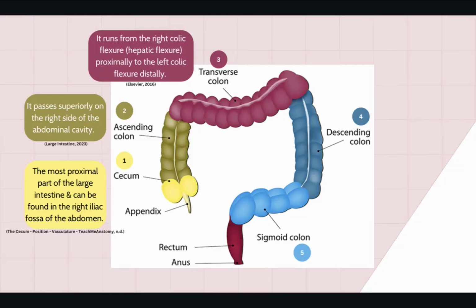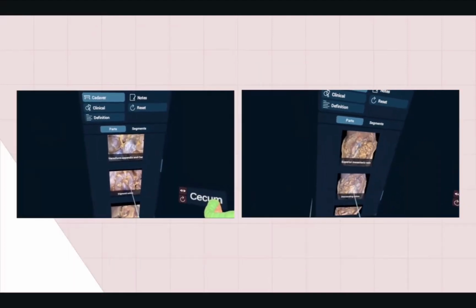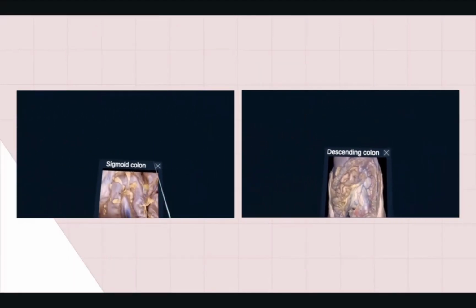Descending colon, highlighted in blue, begins at the left colic flexure where the colon bends inferiorly and is anchored to the diaphragm by the phrenicocolic ligament. Lastly, we have the sigmoid colon, which is continuous with the descending colon in the lesser pelvis. And here are some pictures of the sigmoid colon and the descending colon.